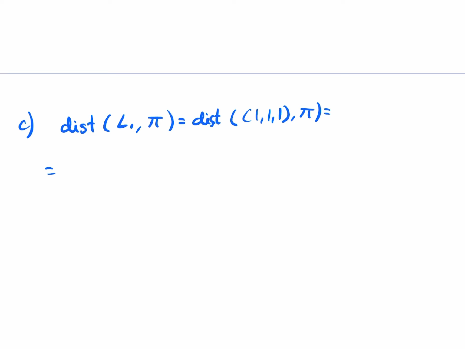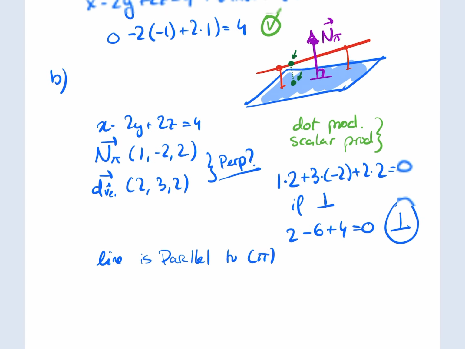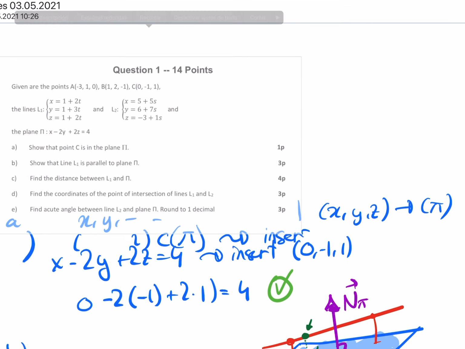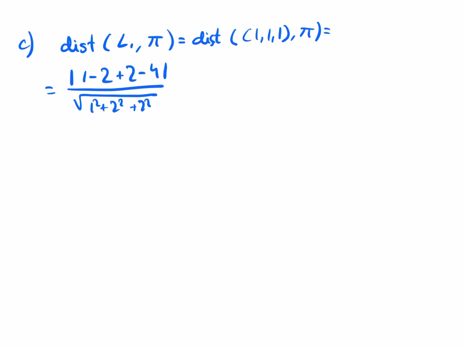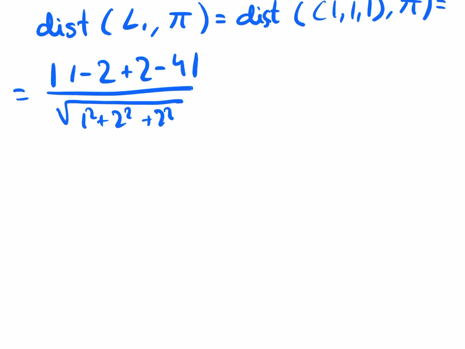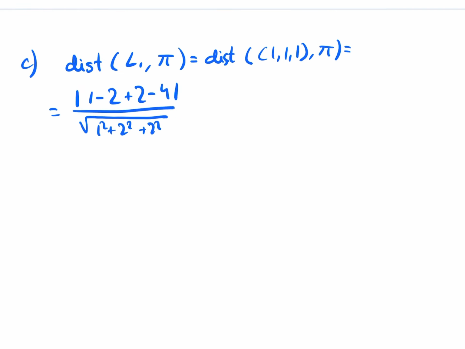When we just use the formula, we just need to write 1 minus 2 plus 2 minus 4 in absolute value divided by the magnitude of 1 squared plus 2 squared plus 2 squared. Well, that 2 here is not exactly a 2. It's more -2 than a 2 here, but we don't care because we're squaring it. So it's -2 squared, which is the same as 2 squared. This is just equal to 3 over root 9, which means that the distance is equal to 1 unit.